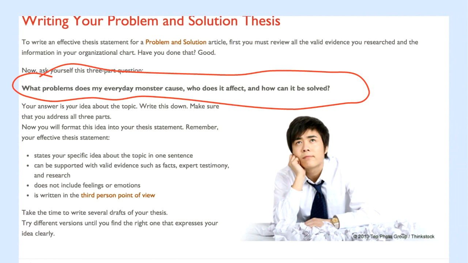Take the time to write several drafts of your thesis. That doesn't mean that you're one and done, you guys. It means that you get your ideas out, write it down the first time, and then go back and look at it a couple of times to make sure it's the best thesis you can come up with. Try different versions until you find the right one that expresses your idea clearly and meets everything that a thesis should be. All this stuff right here. Excellent. And remember, you can pause the recording, write your thesis statement, or come back to it to help you.